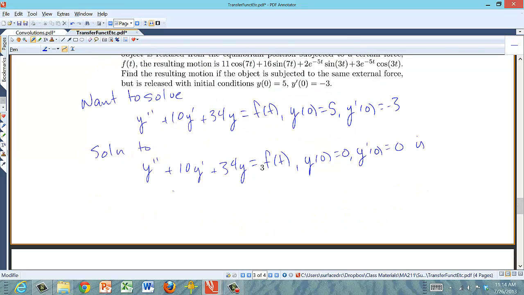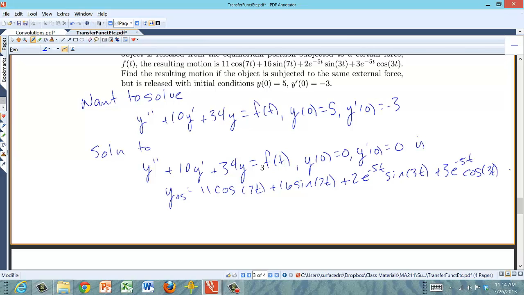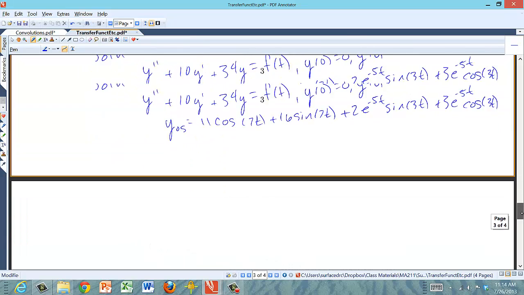This will be the zero state response. It is 11 cosine 7t plus 16 sine 7t plus 2e to the minus 5t sine 3t plus 3e to the minus 5t cosine 3t. Okay, so I gave you the zero state response. In order to find the solution of the problem, you'll need the zero input response. So let's do that.